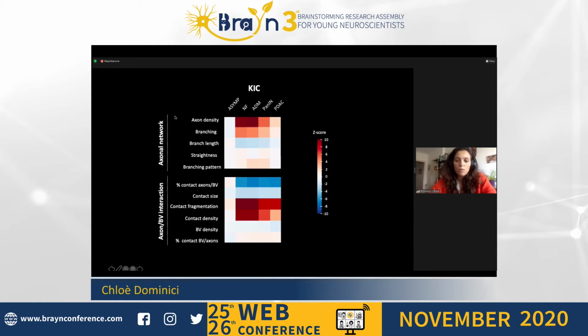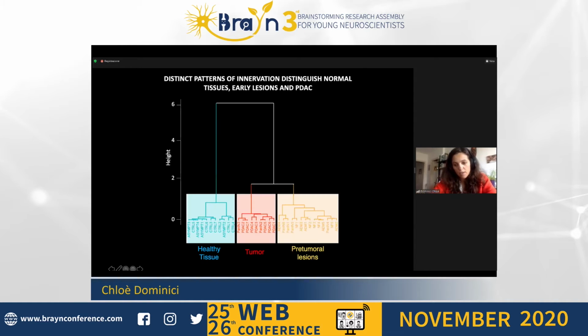So then we used all these variables and we did a principal component analysis combined with hierarchical clustering, which is an unsupervised task. And we ended up with 3 different groups: healthy tissue, tumor, and pretumoral lesions. So it means that we have a pattern of innervation that can distinguish the normal tissue, early lesions, and PDAC. So this specific pattern of innervation could be a predictive value for the tumor stages.